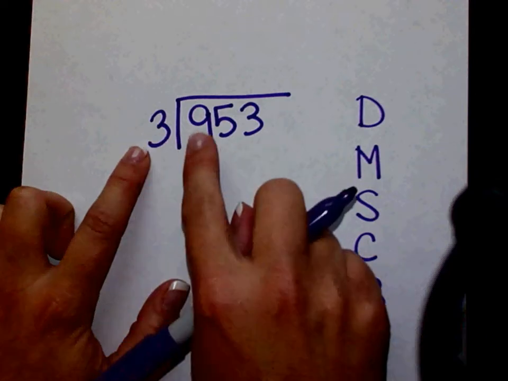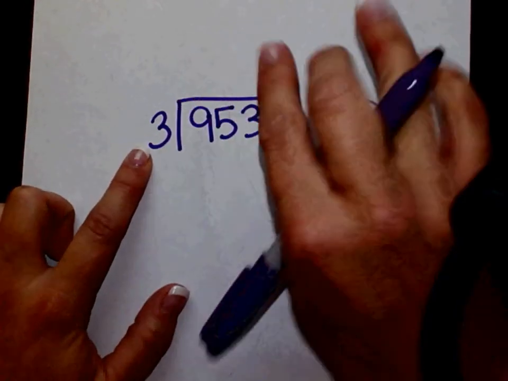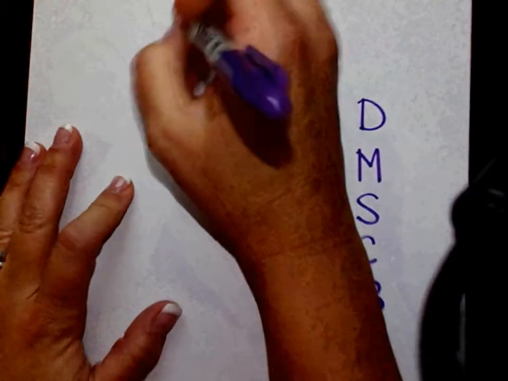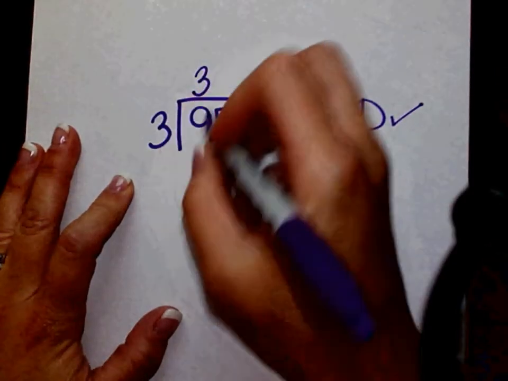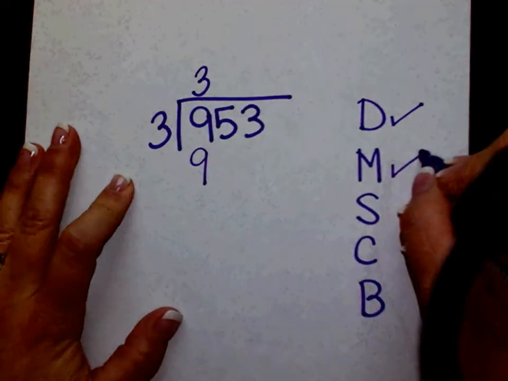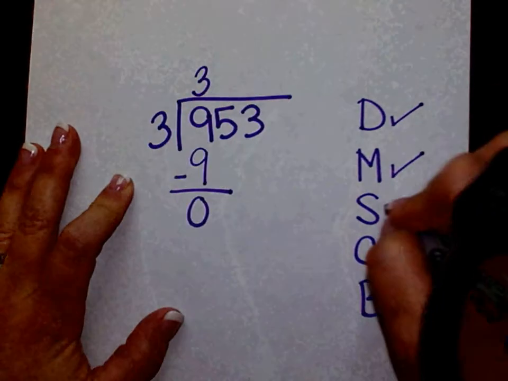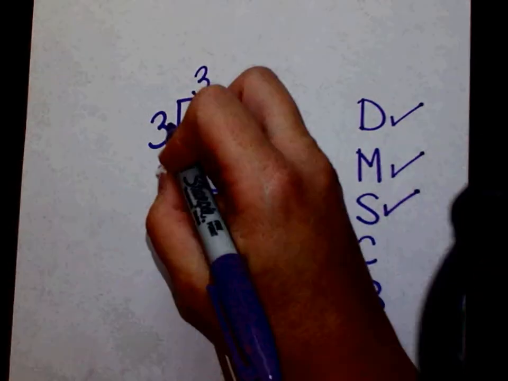We're going to divide 953. We're going to try to put it in 3 separate groups. So start by focusing just on the 9. How many groups of 3 can you make with 9? 3, and that's divide. Then multiply. 3 times 3 is 9. Multiply. Next is subtract. 9 minus 9 is 0. Subtract. Next we check, is 0 less than 3?